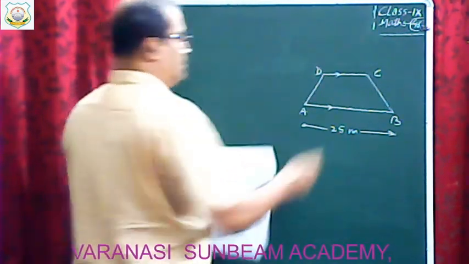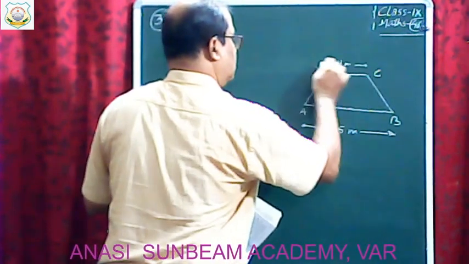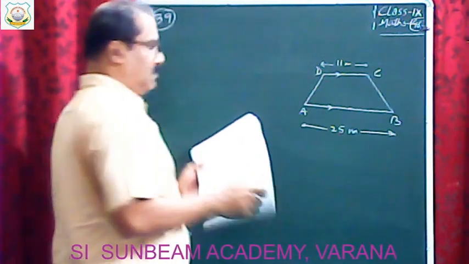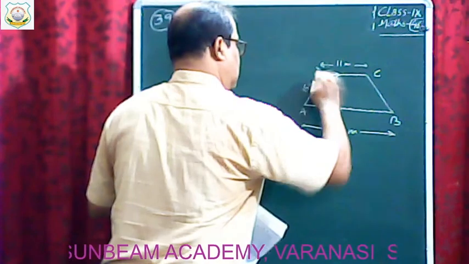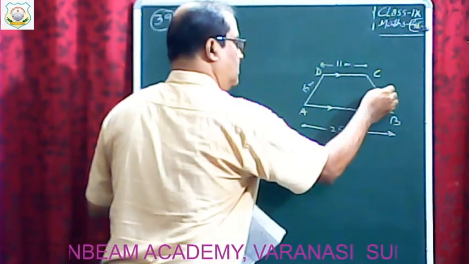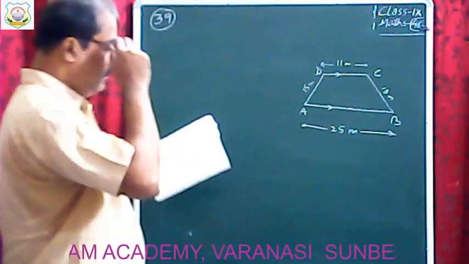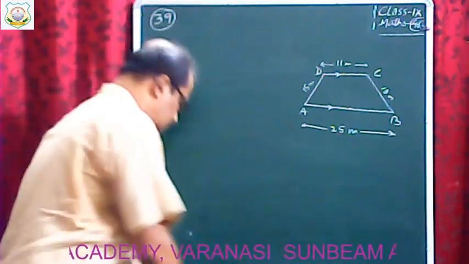(11 meter). Okay. Non-parallel sides are 15 and 13. Suppose 15 meter, 13 meter. Okay, you have to find area of the trapezium.